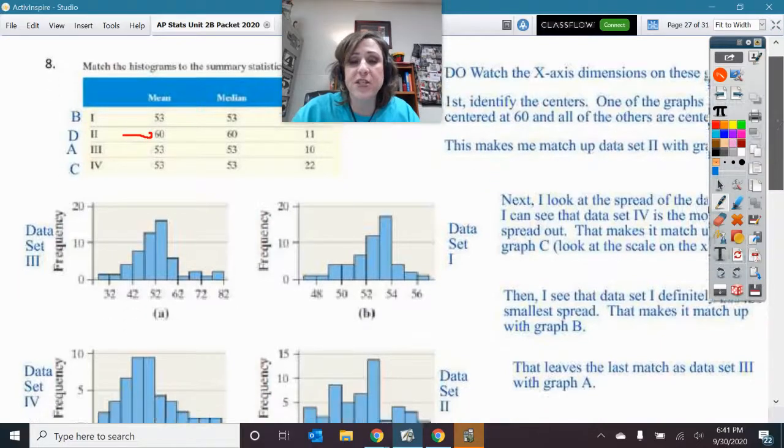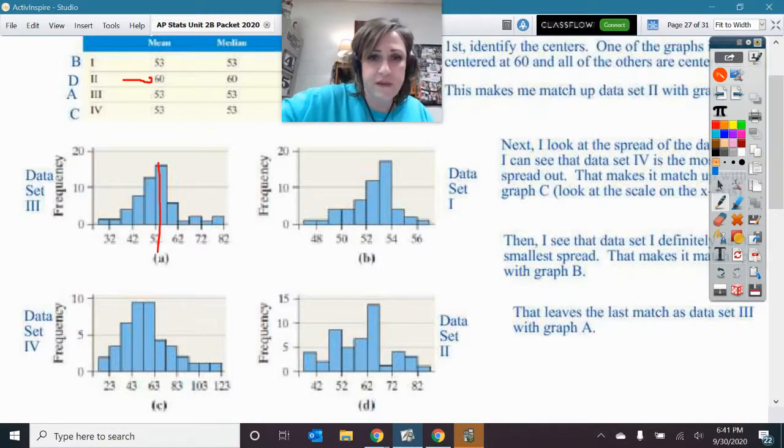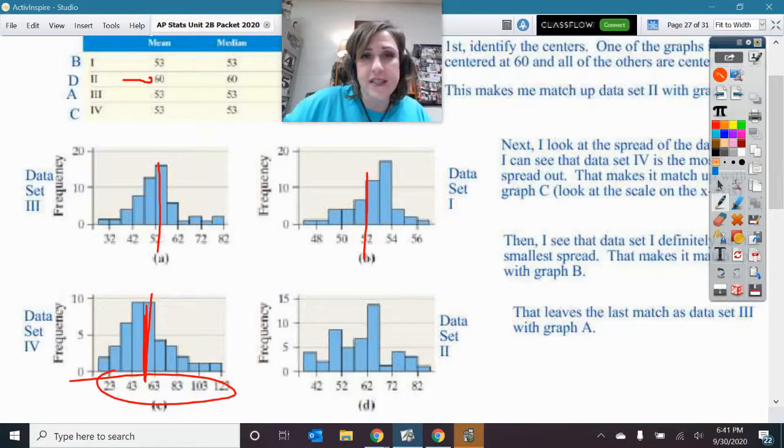So I'm going to come down here. That's the first thing I look at. Find the one that is centered at 60 instead of 53. So this looks like it's in the 50s. Oh, see, no, here. This one definitely looks like it's centered in the 60s.